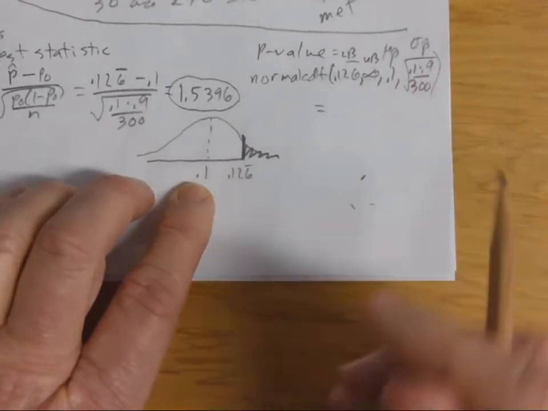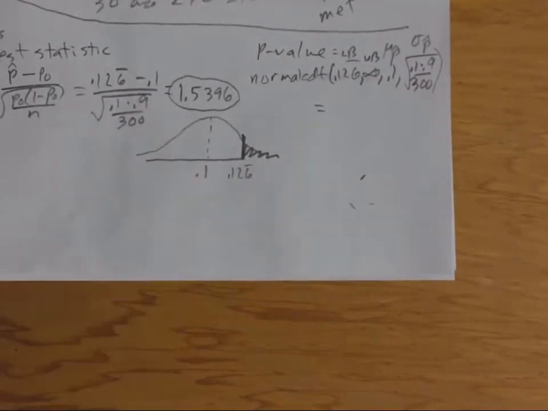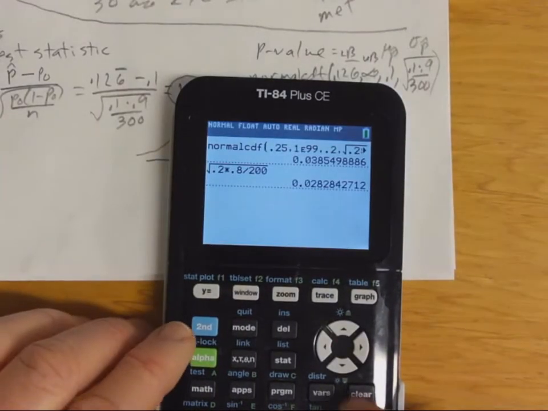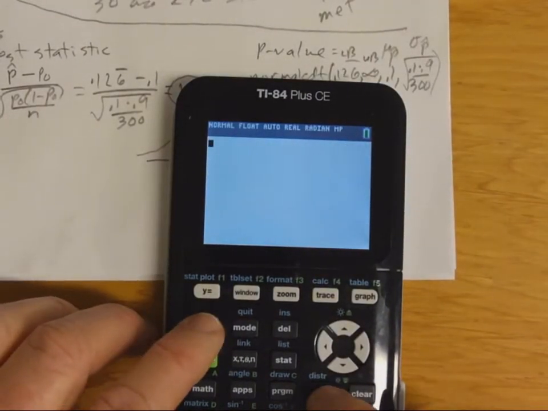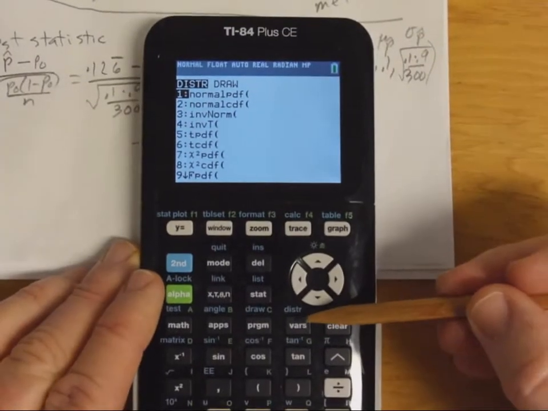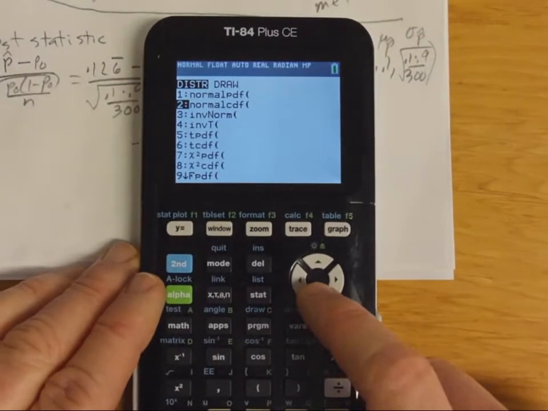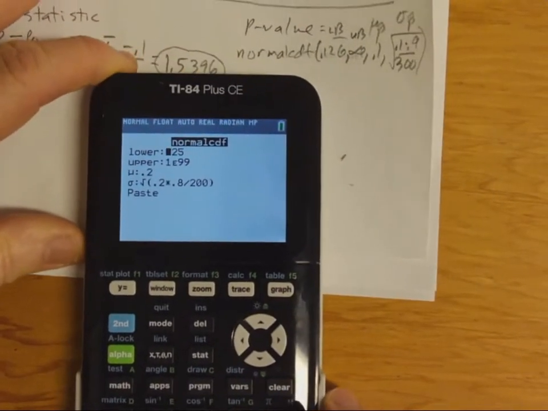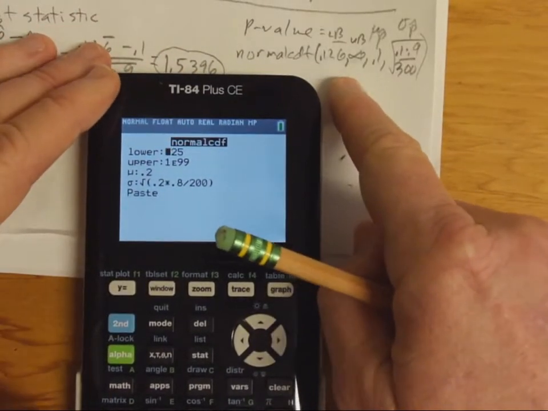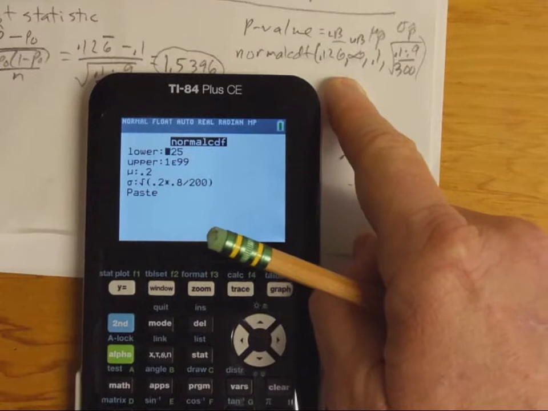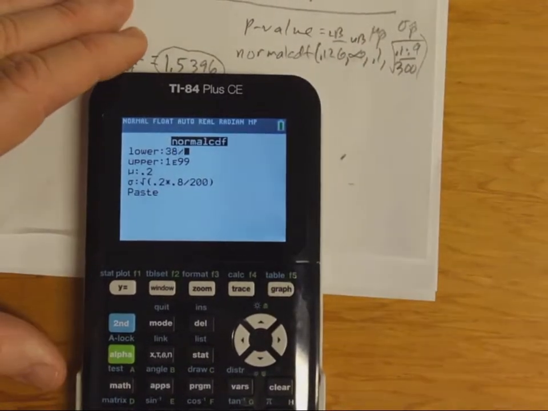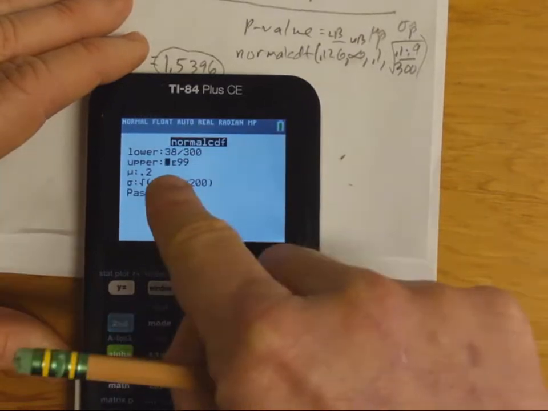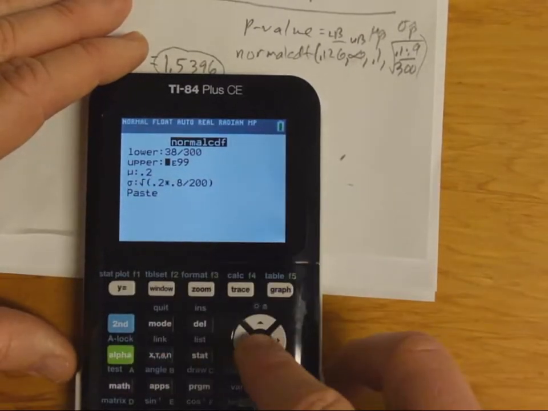And when you do normal CDF with that, let me just remind you once again, where do you find this? Well, you would go second distribution, right above the vars button, and then go to normal CDF. And so we are going from 0.126 repeating, which, to be more exact, is 38 out of 300. So I'll just go 38 divided by 300 to get that somewhat exact value, to infinity, or you can just put 9 million there or whatever.